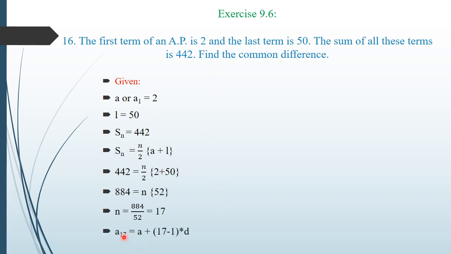Now, then a17 will be represented as a plus 17 minus 1 into d. That is nothing but a plus n minus 1 into d. We know the 17th term is nothing but 50, and a we are given, that is 2, plus 17 minus 1 will be 16 into d. Using this, I'll calculate d and I get the answer as 3 here. Therefore, this is the final answer. That is, the common difference of this AP is going to be equal to 3.